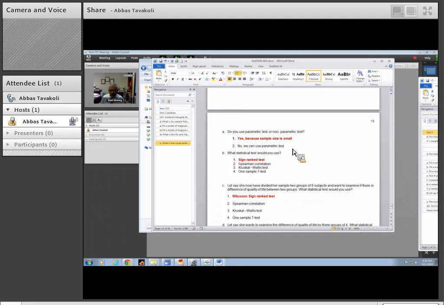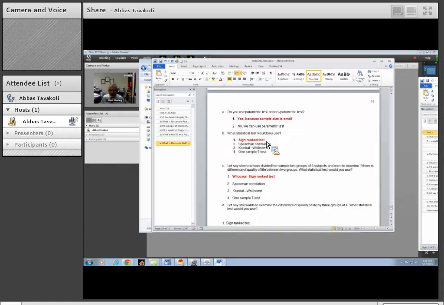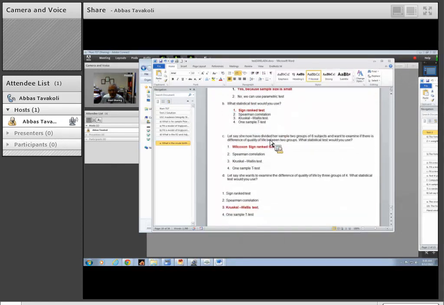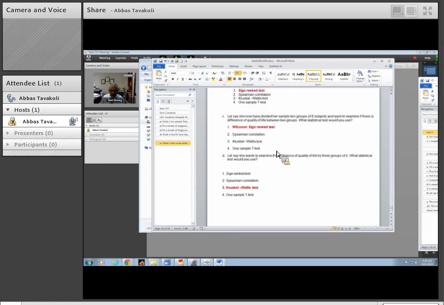What statistical test would you use? You would use the signed rank test because it's one sample. Let's say she now has divided her sample into groups of 6 subjects and wanted to examine the difference of quality of life between two groups. What statistical test would you use? So the Wilcoxon rank sum test would be the correct one. Let's say she wanted to examine the difference of quality of life for 3 groups of 4. What is the statistical test?